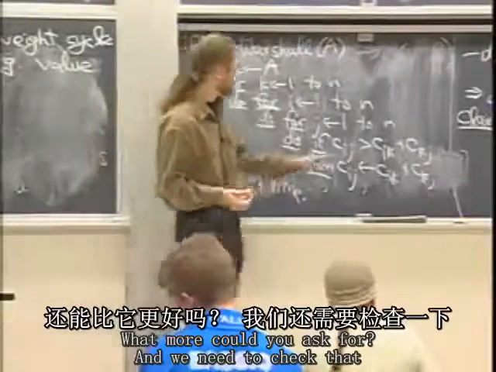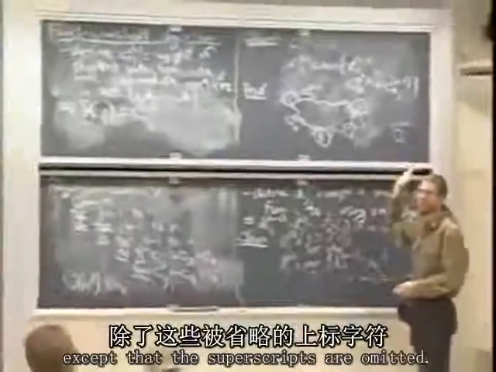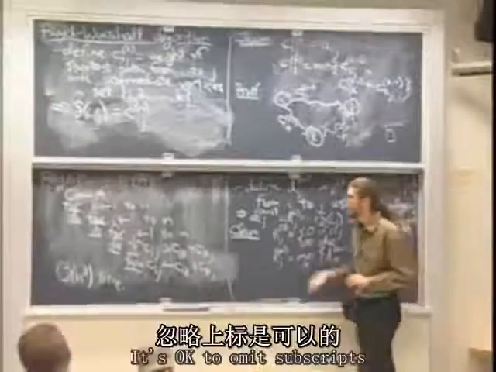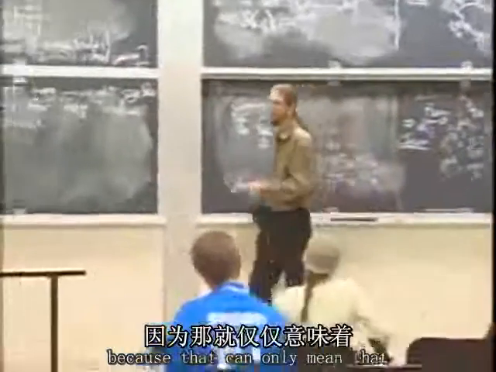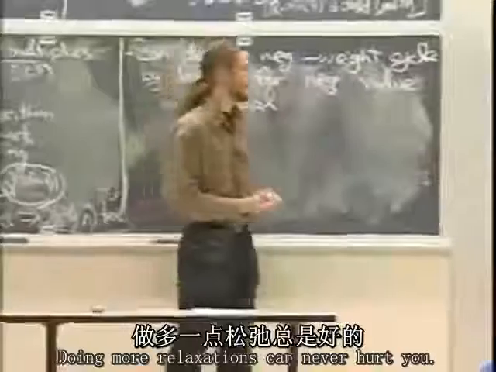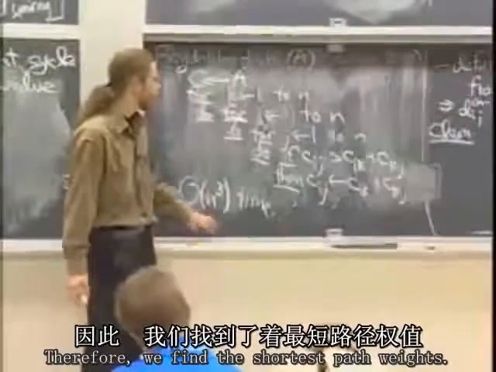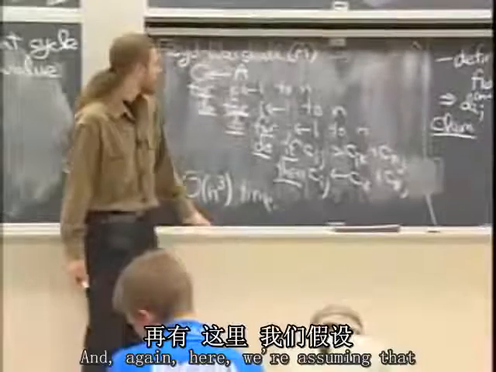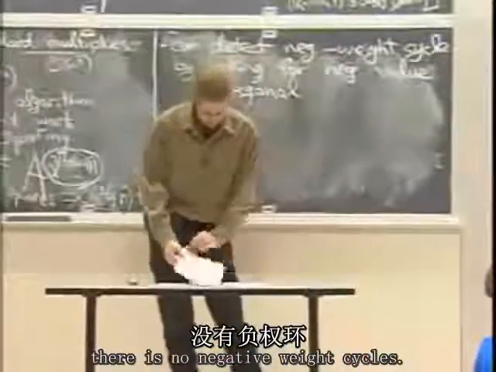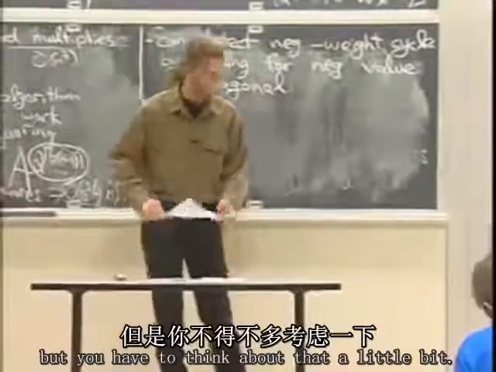I mean, you can check that this is indeed the min we're computing here, except that the superscripts are omitted. That's, again, a bit of hand-waving. It's OK to omit superscripts because that can only mean that you're doing more relaxations than you should be. Doing more relaxations can never hurt you. In particular, we do all the ones that we have to. Therefore, we find the shortest path weights. And again, here we're assuming that there are no negative weight cycles. Shouldn't be hard to find them, but you have to think about that a little bit.